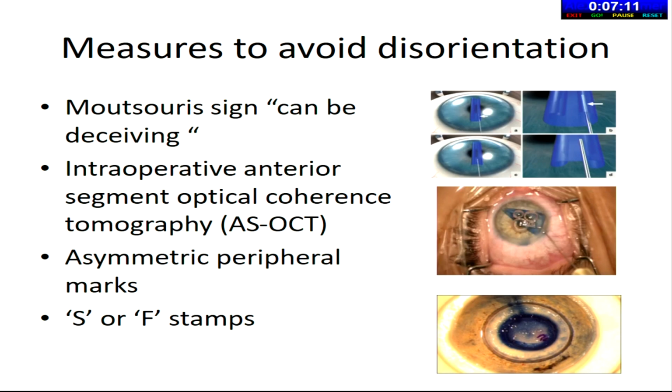The measures to avoid disorientation we have already heard about. You can mark with an F or an S or an L with a long and short arm. You can use intraoperative anterior segment OCT, but that's not available for everybody, and it is quite expensive. You can also use the Moutsouris sign, which I will tell you about here. On this diagram, if you put your cannula inside the scroll, then the silvery cannula becomes blue, whereas if you're above the graft, then it still appears silver. However, this can fool you, so I will show you in a moment how this can give you a false Moutsouris sign.